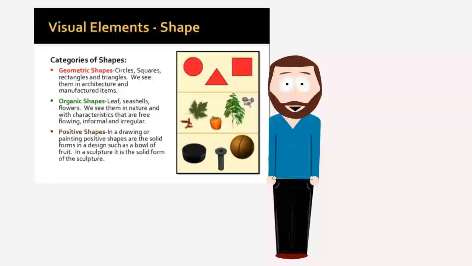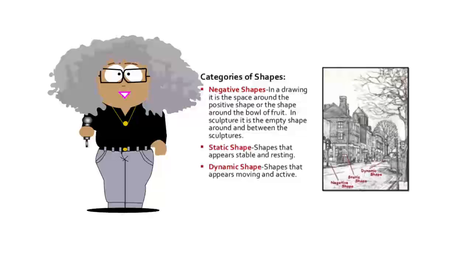Categories of shapes. Positive shapes in a design, such as a bowl of fruit. In a sculpture, it is the solid form of the sculpture. Negative shapes. In a drawing, it is the space around the positive shape or the shape around the bowl of fruit. In sculpture, it is the empty shape around and between the sculptures.